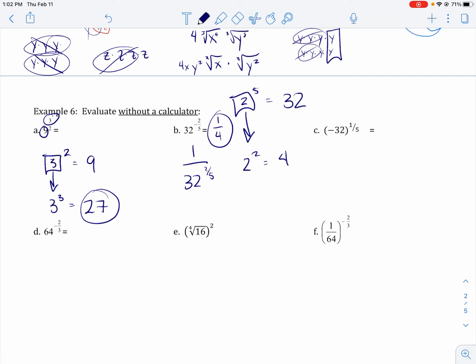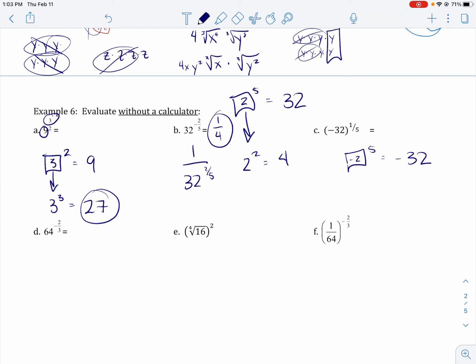Try it again. Okay, negative 32 raised to the 1/5 power. Okay, so what number raised to the 5th power is equal to a negative 32? Well, don't think too hard. It's negative 2, right? Because we just did that over here, right? What power equals 32? Well, that's 2 to the 5th. So if we wanted a negative one, well, we just make that negative. And anytime you raise a negative number to an odd power, it always stays negative.